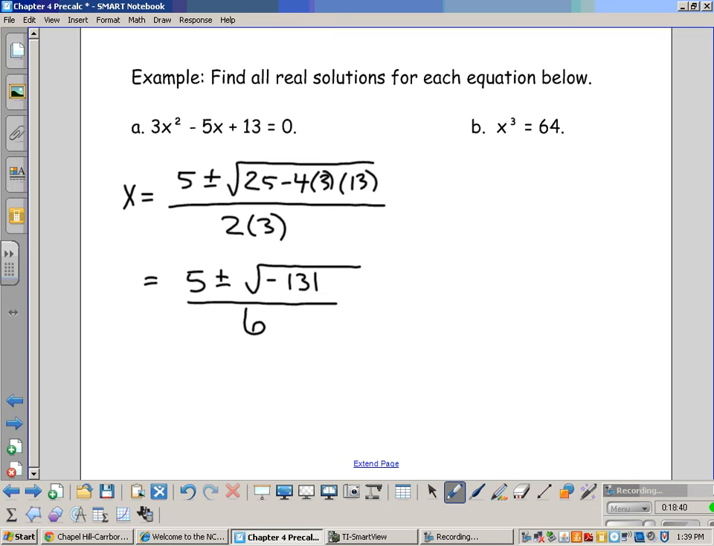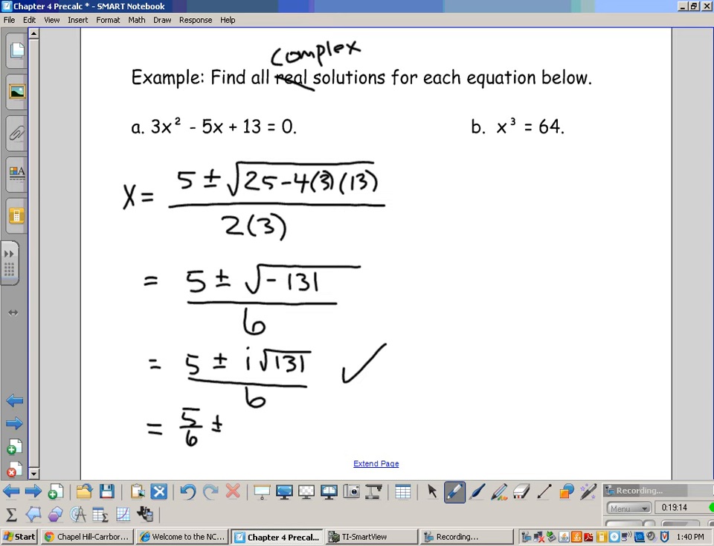Since we have this, we've got to take care of that negative, and we want to simplify this to 5 plus or minus i square root 131 over 6. So these are our complex solutions, because that is not a real solution. So 5 plus or minus i square root 131 over 6 is fine, or you can also write this as 5 over 6 plus or minus i square root 131 over 6.